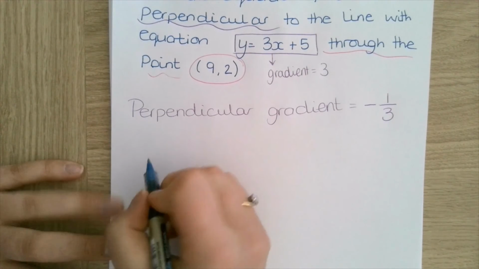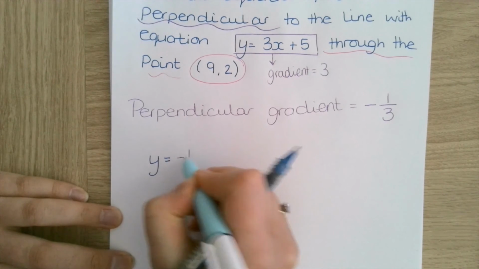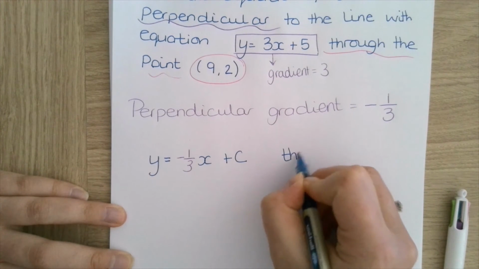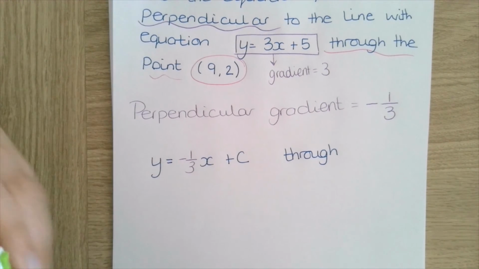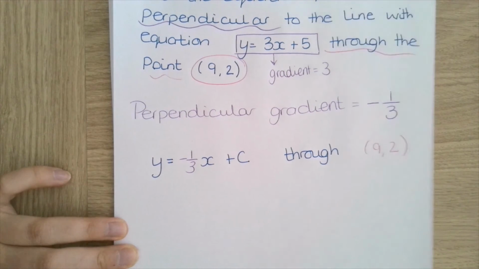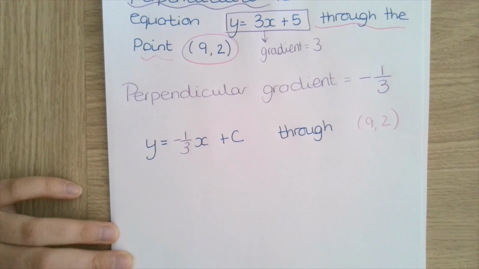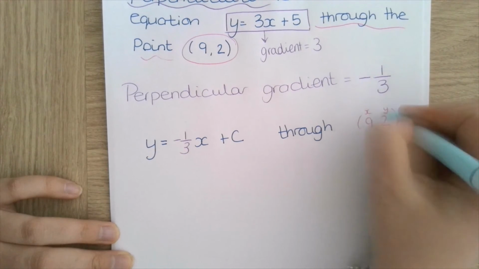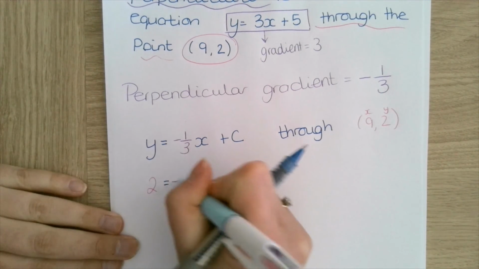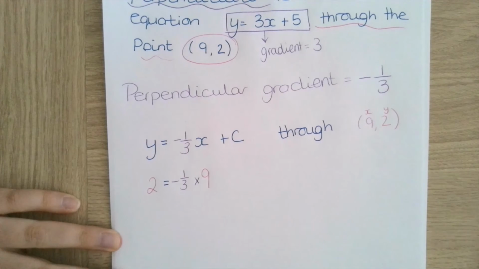So the equation of this line is going to be y equals -1/3 x plus c, through the point (9, 2). So now what I need to do to find the equation of this is find the value of c. So I'm going to substitute this in. My y value is 2. So 2 is equal to -1/3 times my x value, which is 9, plus c.